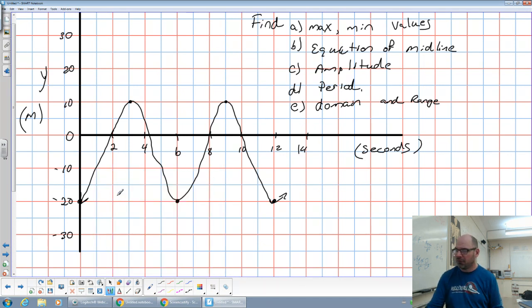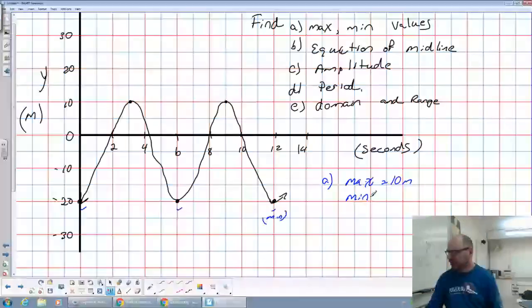And we're going to say, okay, well, there's a min value, there's a min value, there's a min value. There's a max value, there's our max value. So we could say that the max is at 10 meters and that the min is equal to negative 20 meters.